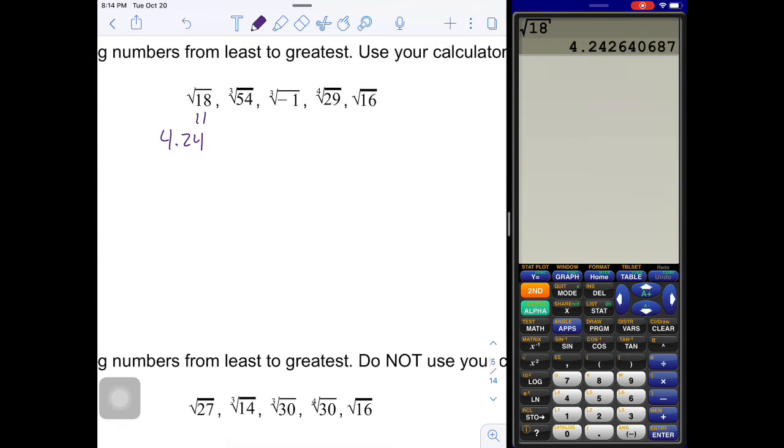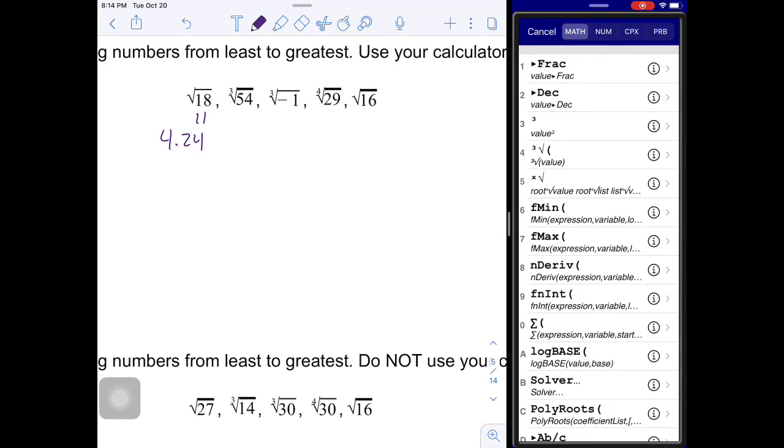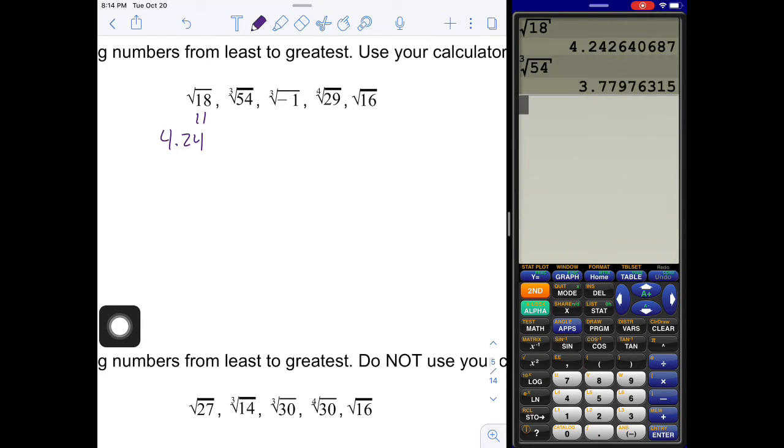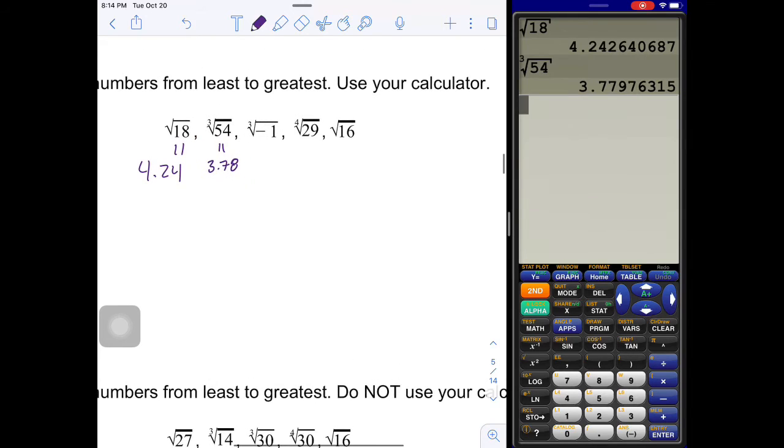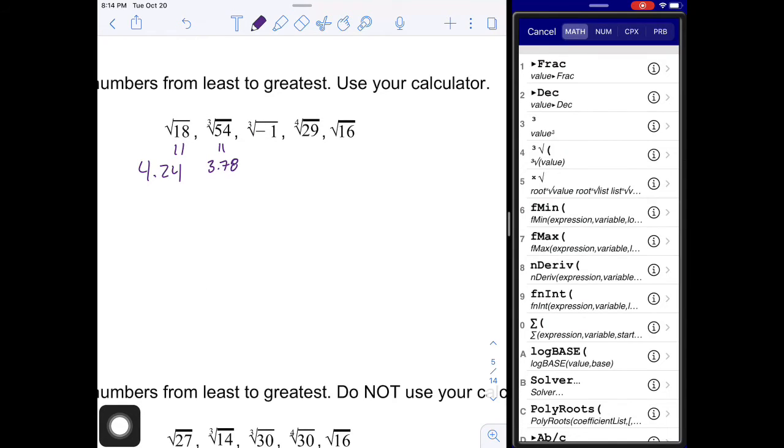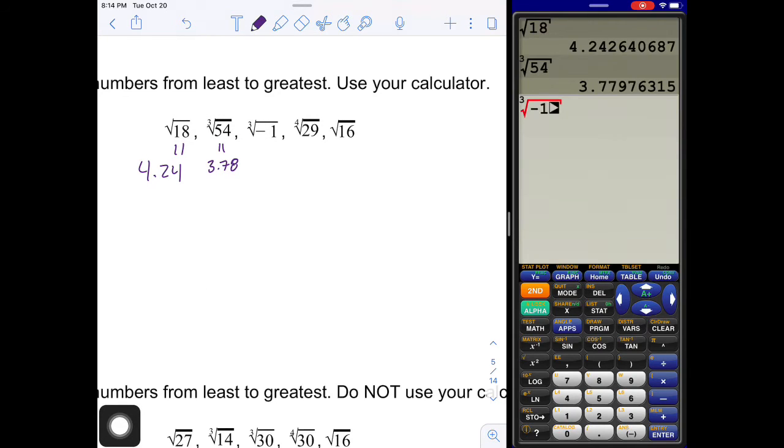Okay, let's cube root. To cube root, you press math, and then you go to your cube root option, 54, and this equals 3.78. The cube root of -1, we can do that because it's an odd index. So math, -1, and we should know that gives us -1. Okay, so this equals -1.